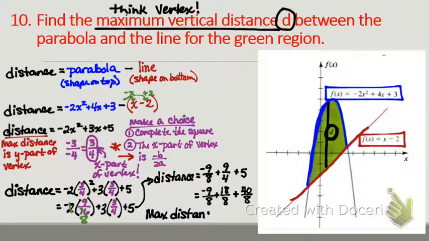So what is my maximum distance? 49/8. You could have done that by completing the square. It would still be the y part of the vertex that we'd be looking for. I did want to show you another way that you can find the x and the y parts of the vertex.